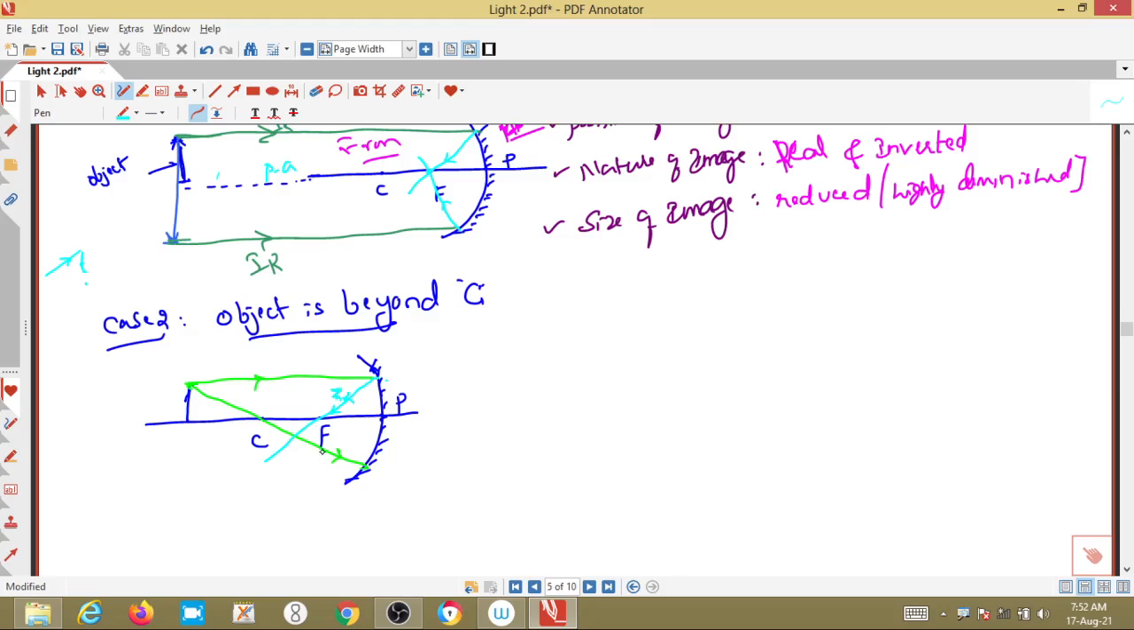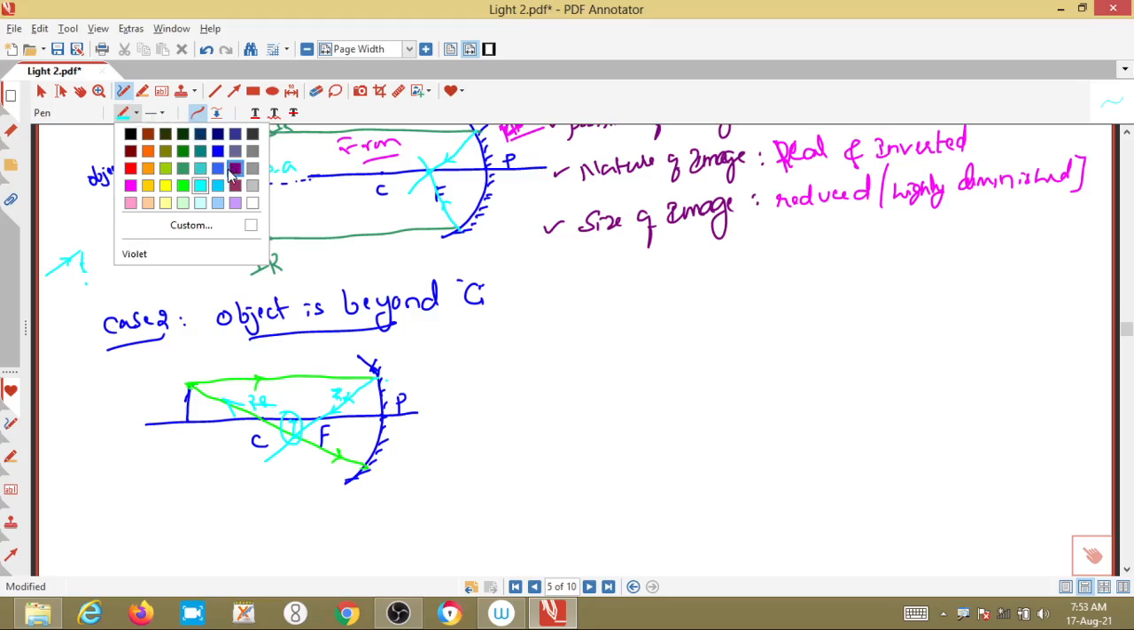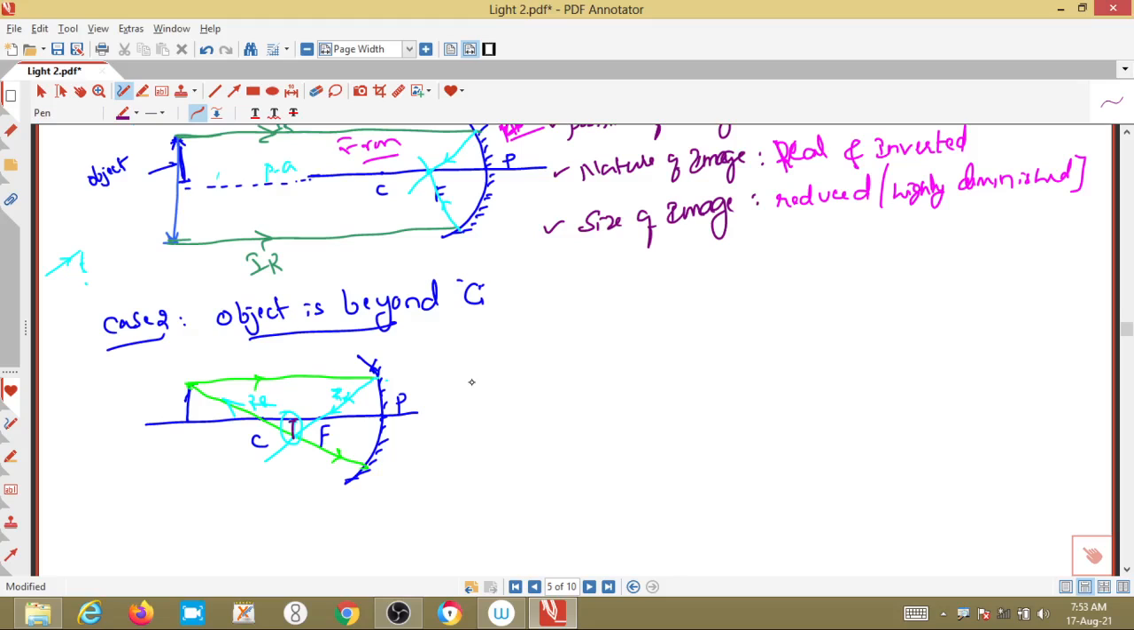This is reflecting. When it is passing through the center of curvature, what I told, it is reflecting back in the same path, right? So image is formed here, and this is the size of the image which is formed. Where is it formed now? Here, right? This place is between C and F. It is between C and F.